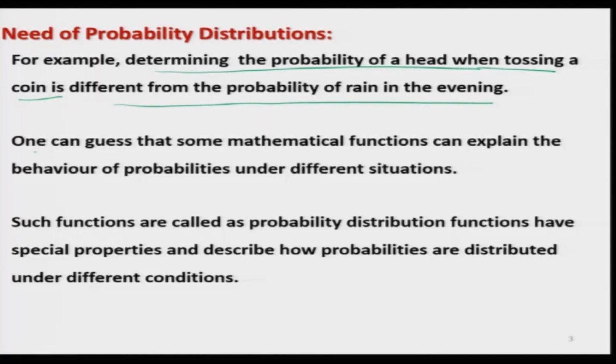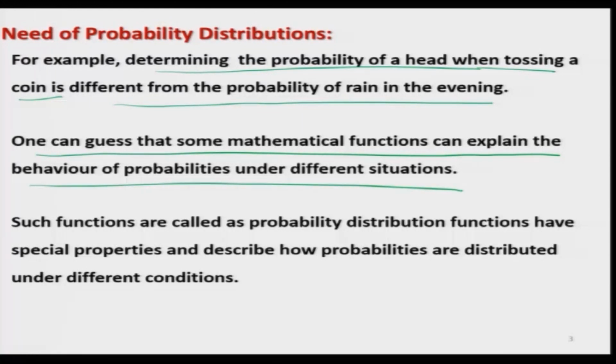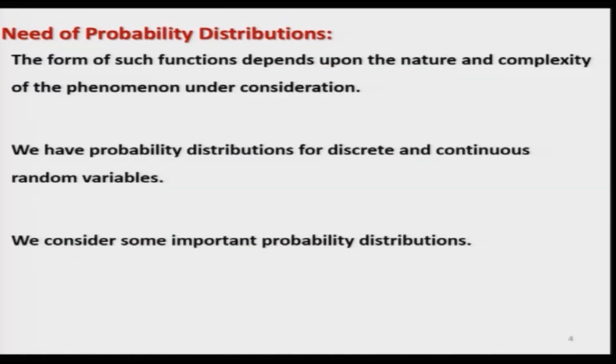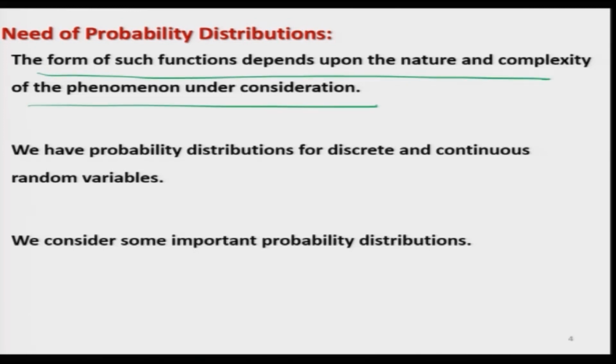So, one can actually guess some mathematical functions can explain the behavior of probabilities under different situations, and such functions are called probability distribution functions. They have special properties and describe how probabilities are distributed under different types of conditions. Right. So, the form of such a function depends upon the nature and complexity of the phenomena under consideration.